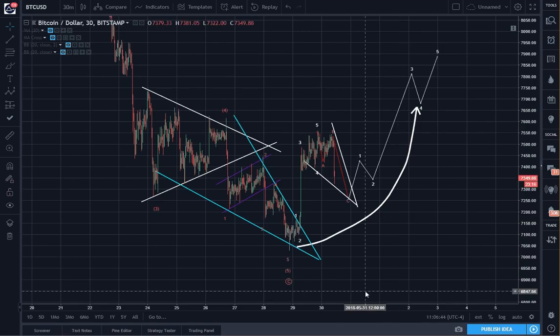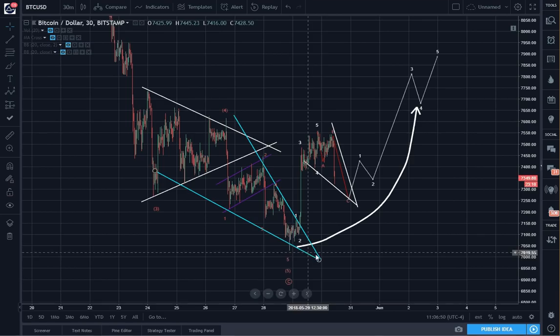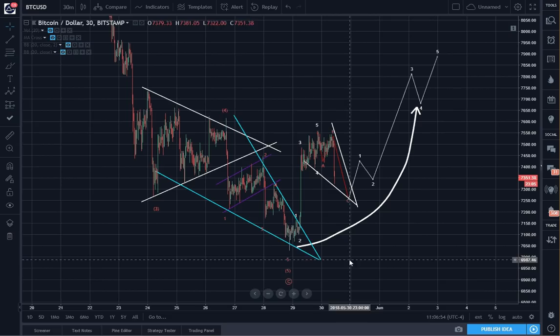But based on the fact that this was an ending diagonal, I think the correction has a good probability that it has ended and that a new wave of impulse is just about starting.